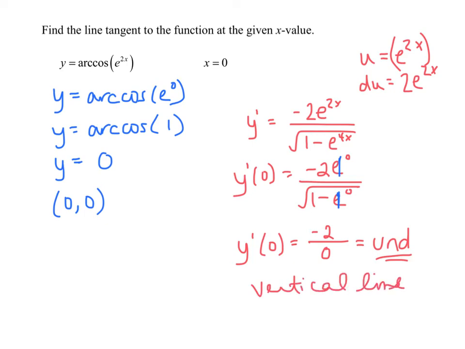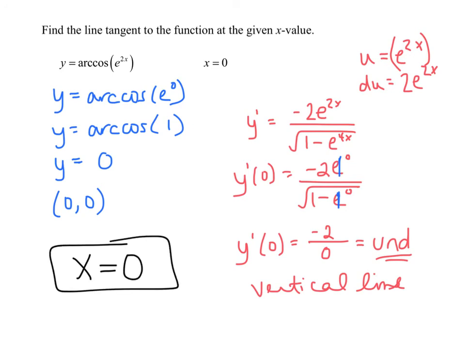Okay, so this is telling me that my line tangent to the given function at x equals 0 is a vertical line. Vertical lines all have the equation x equals, and what is my x value? 0. So the equation of the line is x equals 0. That's the equation of the line tangent to y equals arc cos e to the 2x at x equals 0.